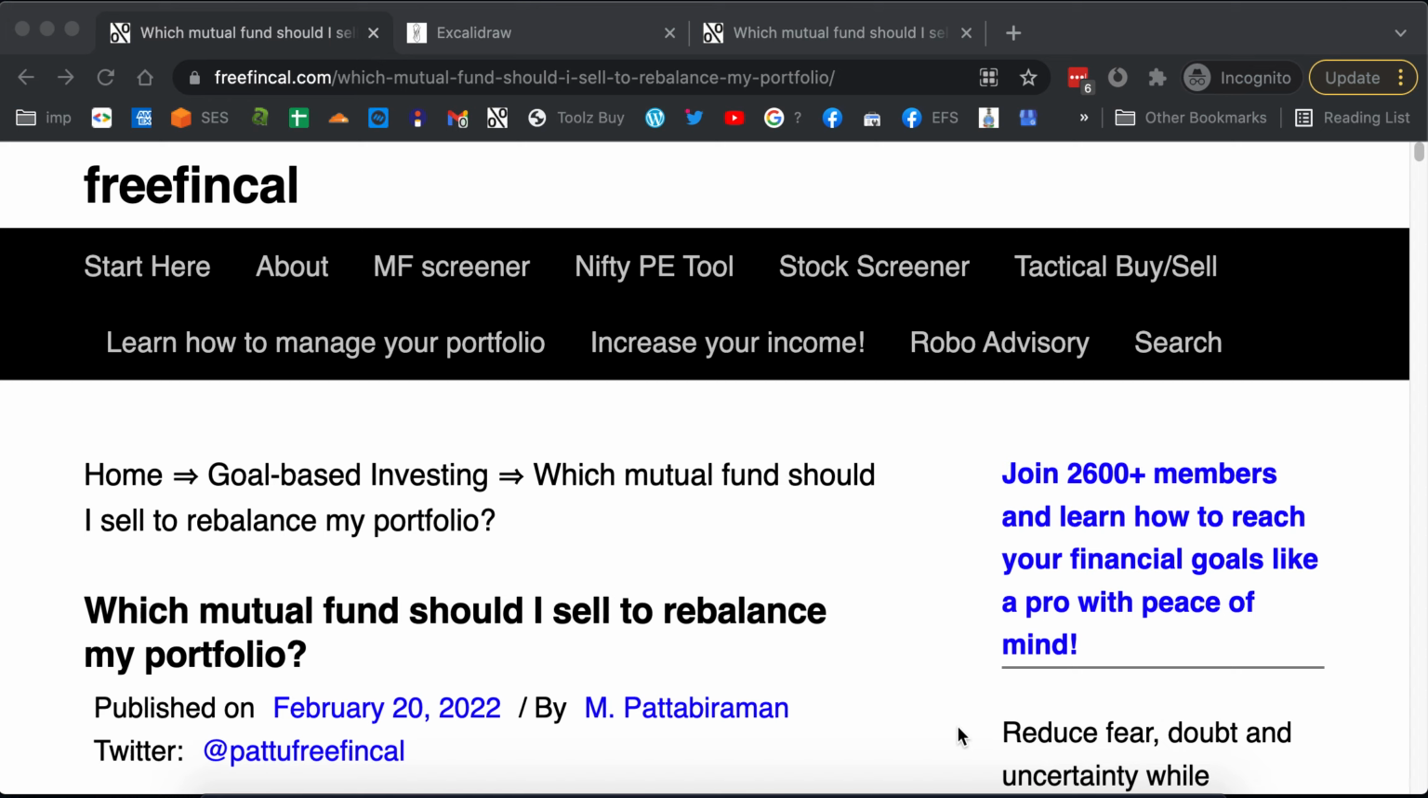Let's talk about which mutual fund I should sell to rebalance my portfolio. This is something I can never understand: why so many investors have a problem with portfolio rebalancing. There's a lot of inertia. It's an extremely simple act of resetting the asset allocation, but a lot of people are scared about how to do it. They don't know how to do it.